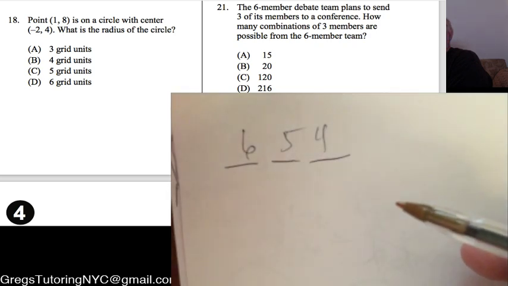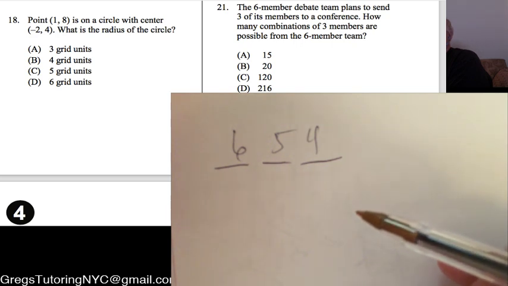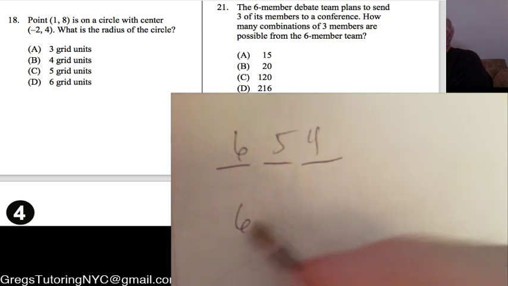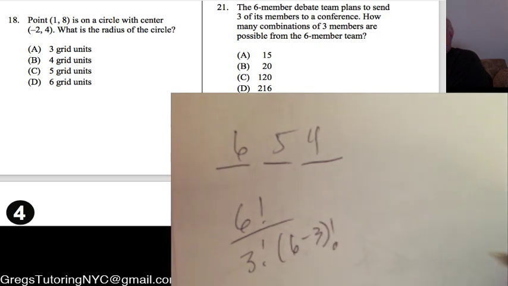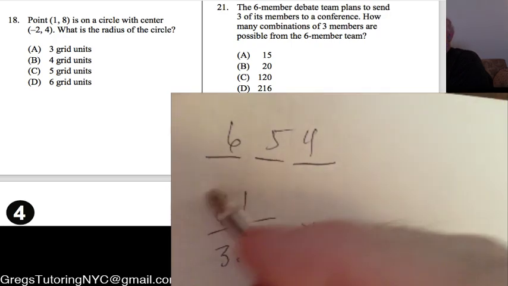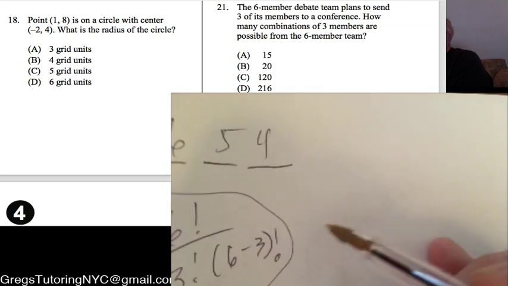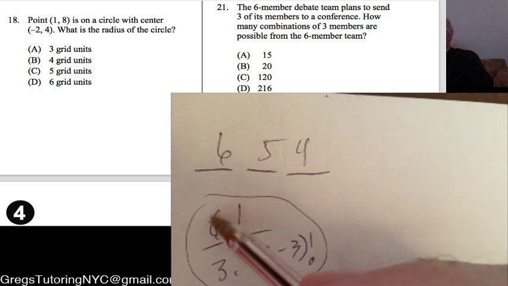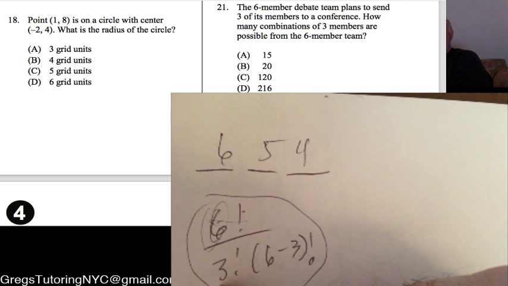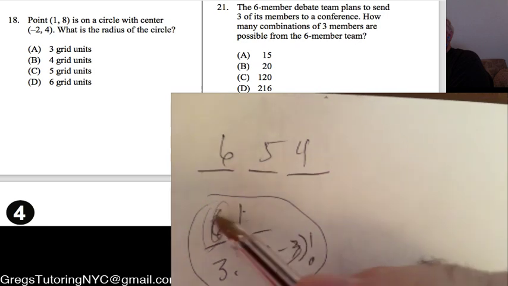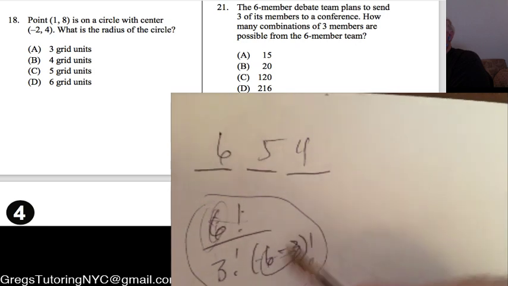But that's not really what the question is. It's asking us about combinations. So normally we have 6 factorial over 3 factorial, and then 6 minus 3 factorial. This is the formula involved for that, and it's ugly to remember. The 6 factorial is the 6-member team. This 3 deals with the 3-member combo they're asking for. And this here is just these 2 numbers subtracted from each other. So it becomes 3 factorial on the bottom.